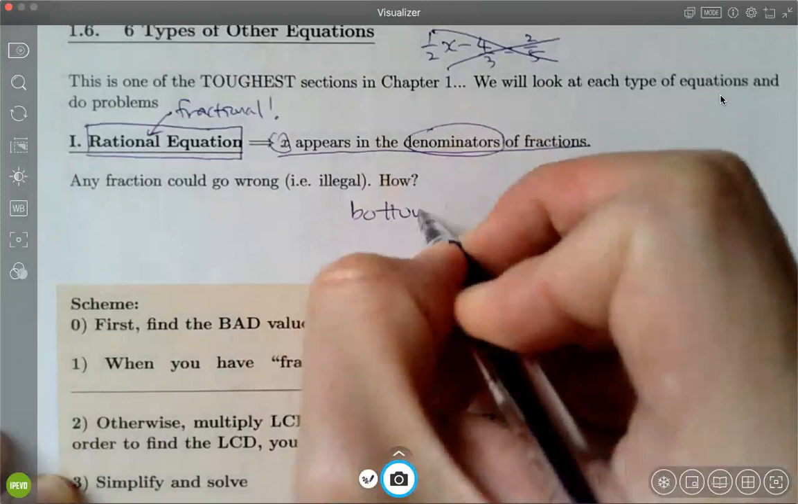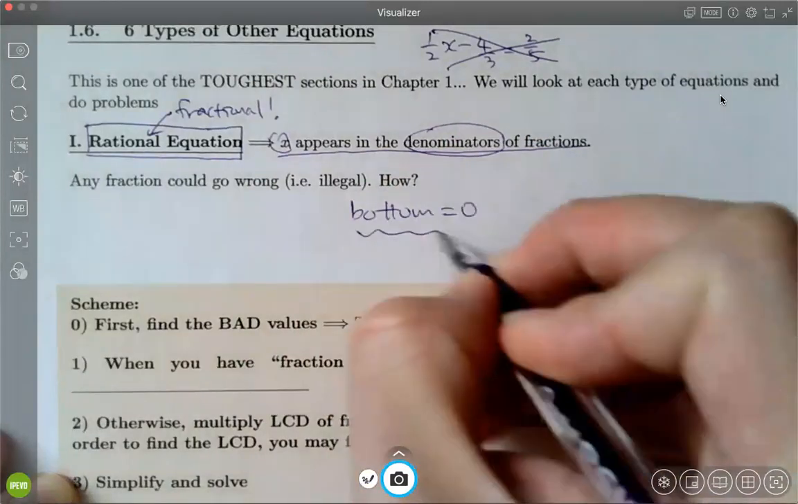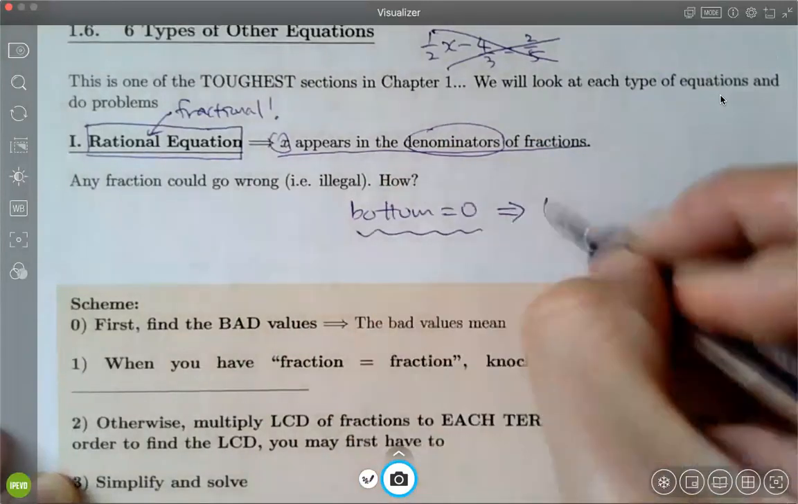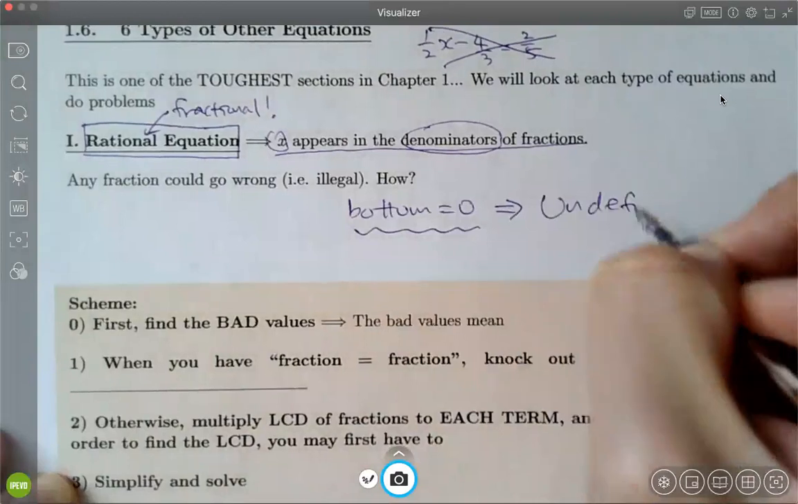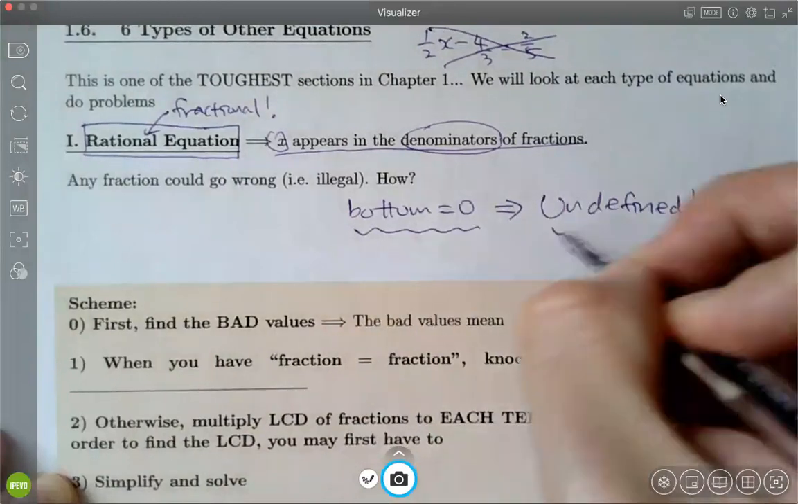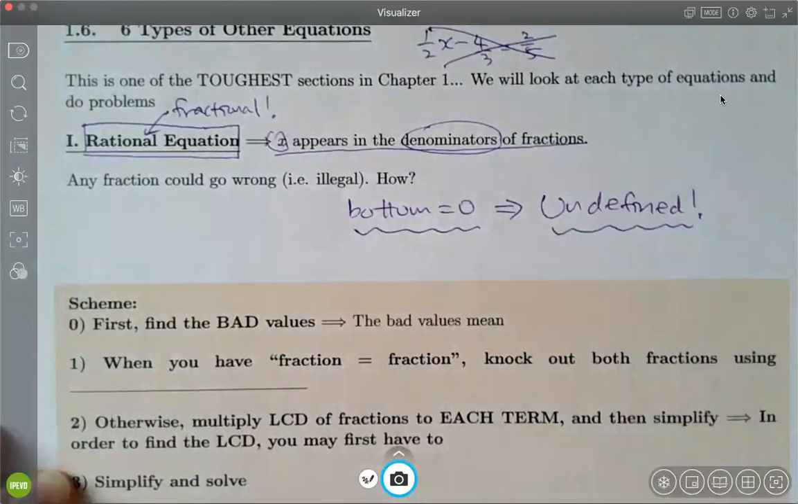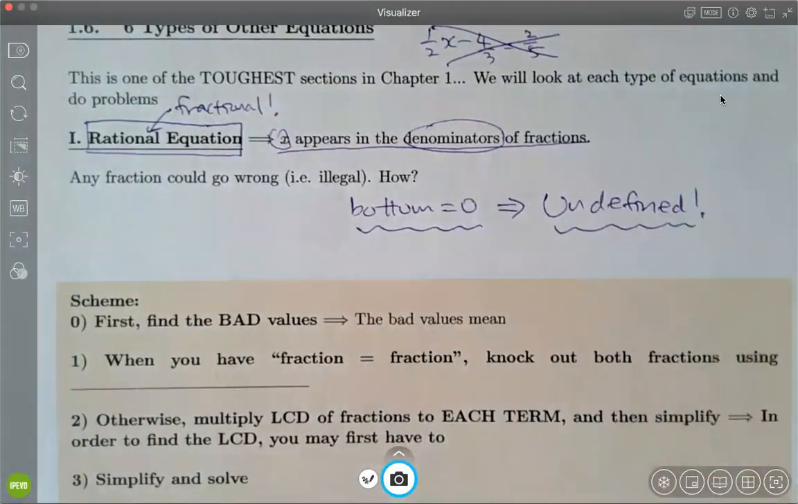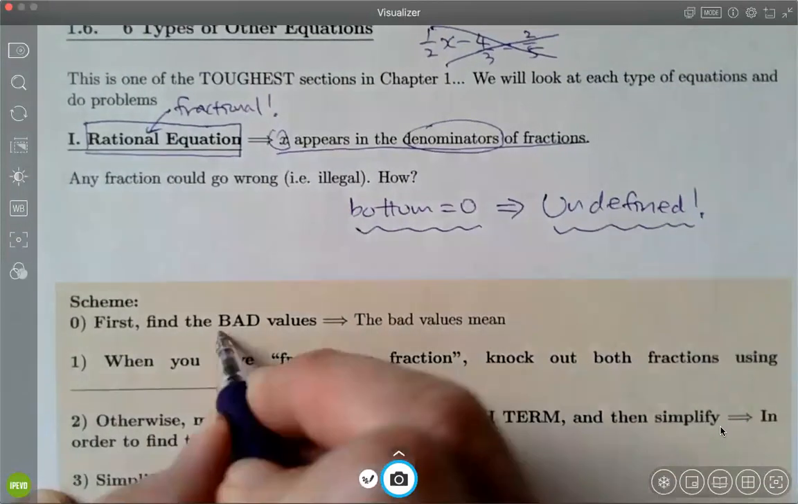Taking something and putting it into a group of 0 is impossible. Right? Undefined. Yes. Undefined does not mean it's equal to 0. It's just that there's no value. So, in other words, what does that mean? The bottom can't be a 0. And that's what these bad values mean.